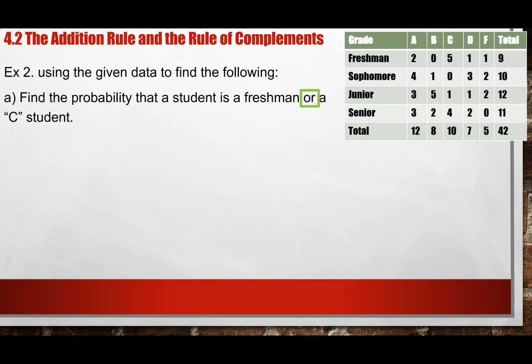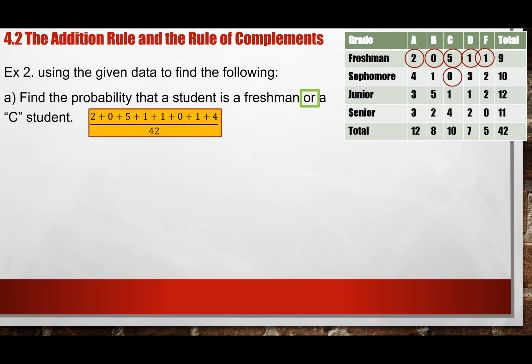So let's approach it this way. Let's take a look at this. Do you agree that this student is a freshman? They have an A, doesn't matter, but it's a freshman. 0, 5, 1, 1. Do you agree that the items I circled are my freshman students? It doesn't matter what grade they have, as long as they fit freshman, I take them. Do you agree that those are my freshman students, and that this is my C student?